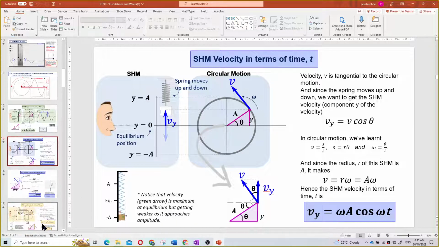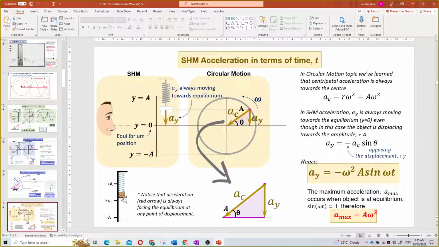And we also learn about what? We also learn about acceleration. Acceleration of just one block. Also acceleration of this block, just one block, over time.